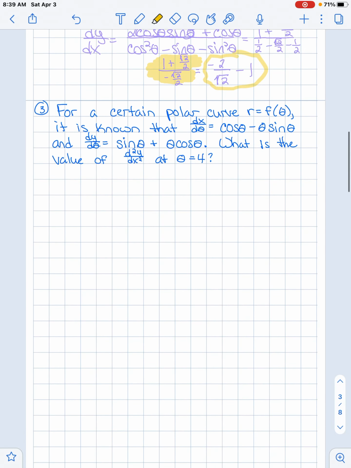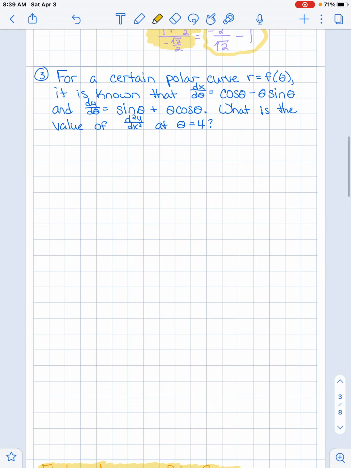Let's do one more thing before we get into area. So for a certain polar curve, r equals f of theta, we know dx d theta, we know dy d theta. So it's asking for the second derivative. So I want you to think back to what we did with parametric equations and see if you can find that second derivative.